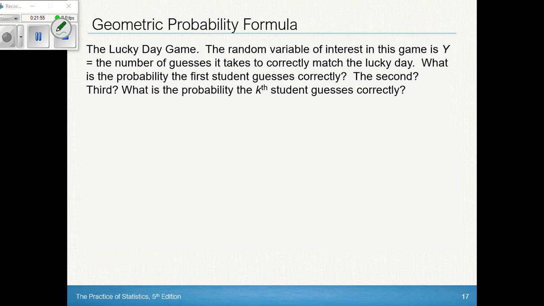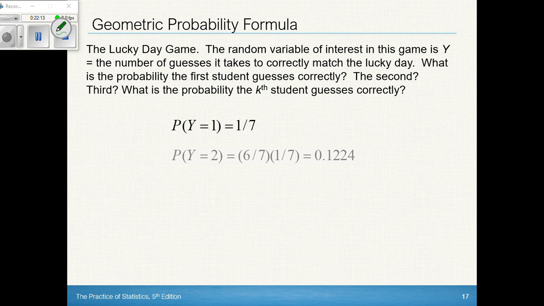Like binomial random variables, it's important to distinguish when the geometric rules will apply and when they don't. So here's a game called the Lucky Day game. The variable of interest is the number of guesses it takes to correctly match the lucky day. What is the probability the first student guesses correctly, the second student, whatever. If it's a day of the week, there's a 1/7 chance that the first student guesses correctly.